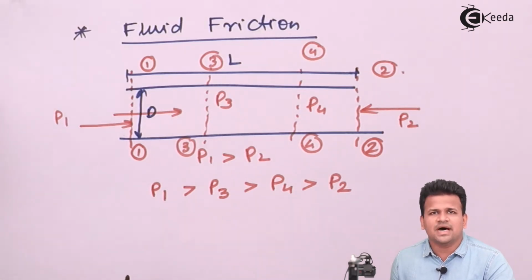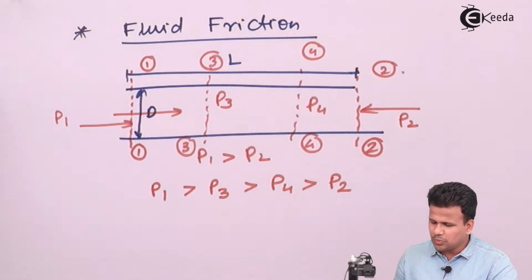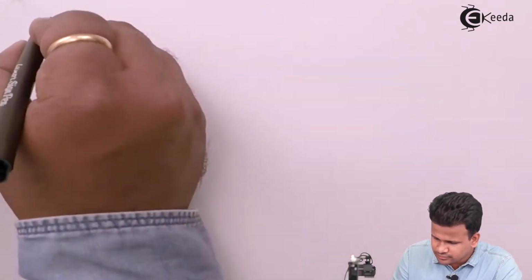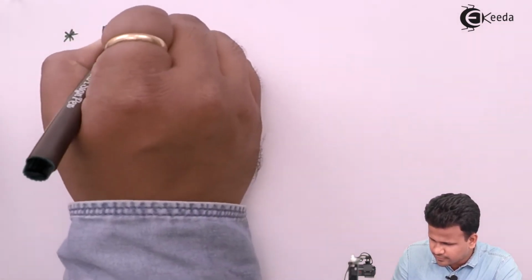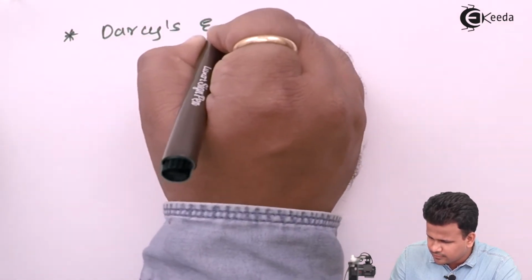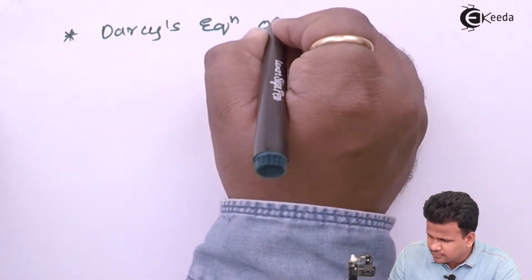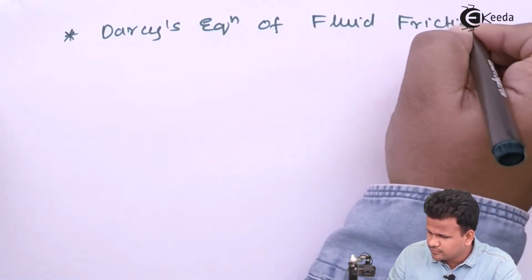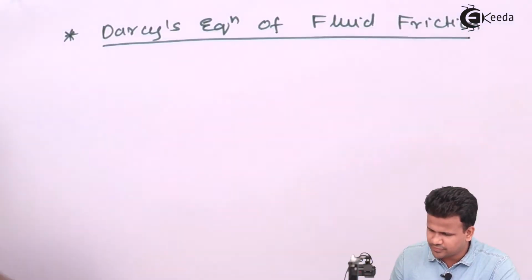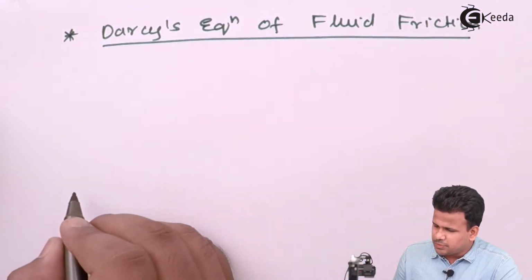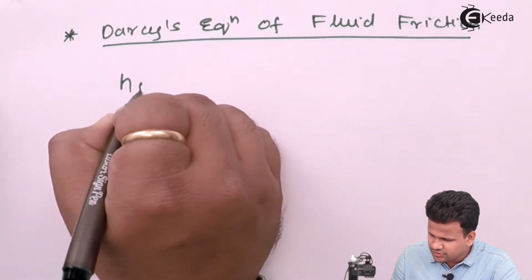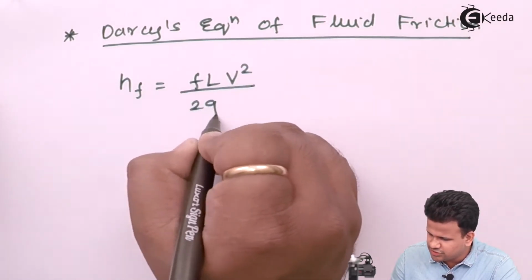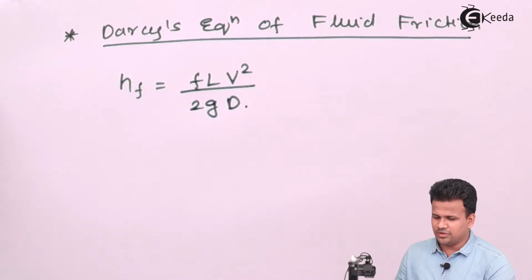So to demonstrate this fluid friction, a scientist has given a formula for that. That is called Darcy's equation. Now let us see what is Darcy's equation. For Darcy's equation, head loss due to friction is given as f L V squared upon 2 g d. This is the formula for Darcy's equation.